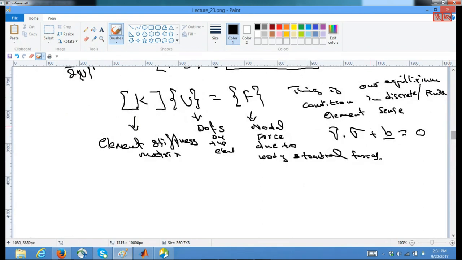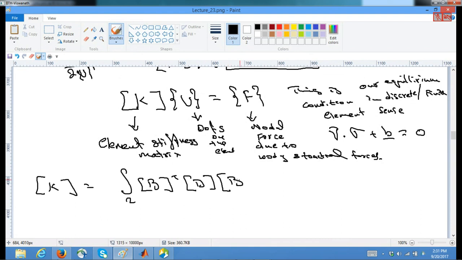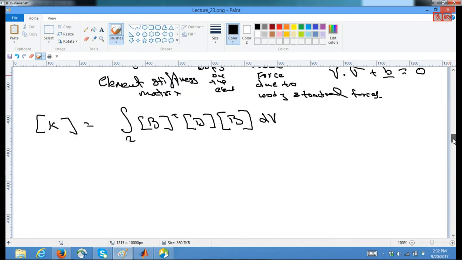So let's only focus on the development of K, looking at the definition we have given above. K is the integral of B transpose D B, integrated over the volume. So let us have a look at these things.